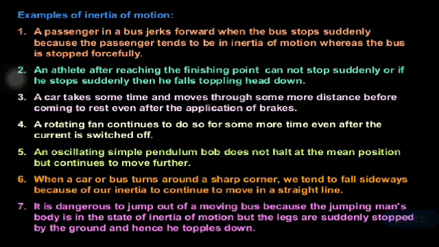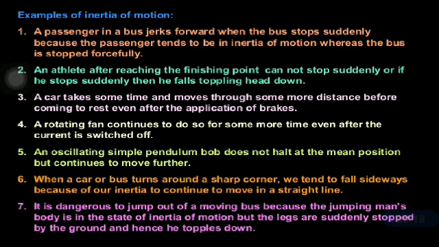Now let us see the examples of inertia of motion. First, a passenger in a bus jerks forward when the bus stops suddenly, because the passenger tends to be in inertia of motion, whereas the bus is stopped forcefully. Second, an athlete after reaching the finishing point cannot stop suddenly, or if he stops suddenly, then he falls toppling head down. Third, a car takes some time and moves through some more distance before coming to rest even after the application of brakes.